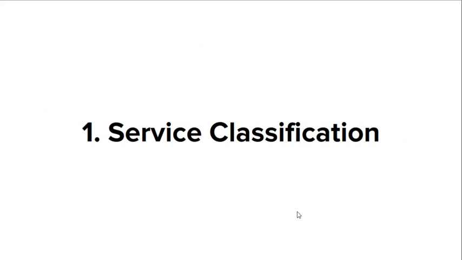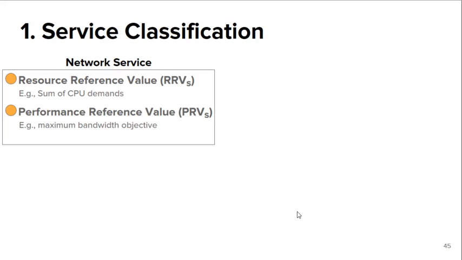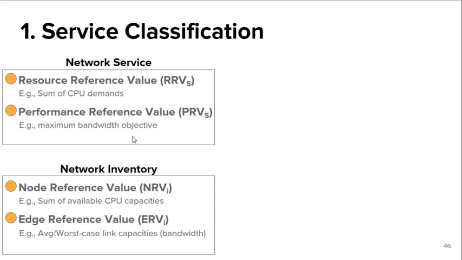The first step, service classification, may be executed, for instance, by calculating the resource and performance reference values in the network service. In the case of the resource reference value, it can be computed as the sum of CPU demands, and in the case of the performance reference value, it can be computed as the maximum bandwidth objective. On the other hand, for the network inventory, we can determine a node reference value as the sum of CPU capacities as well, and the edge reference value as the average or worst-case link capacities in terms of bandwidth, for instance.